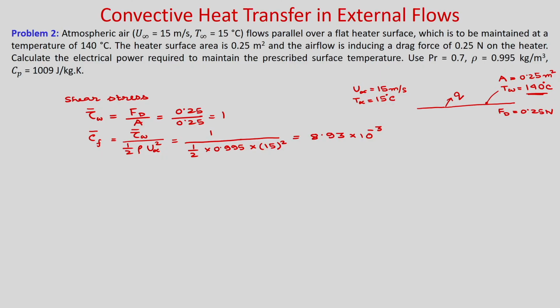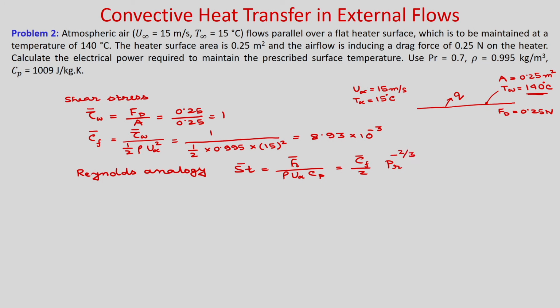So, we will calculate the heat transfer coefficient using Reynolds analogy. Prandtl number you can see is of the order of 1, so you can use this Reynolds analogy to calculate the average heat transfer coefficient. You know that Stanton number is equal to average heat transfer coefficient divided by rho into u infinity into Cp, and this you can relate with Cf divided by 2 Prandtl number to the power minus 2 by 3.